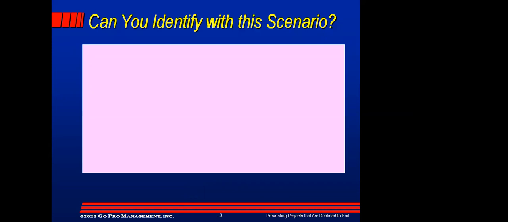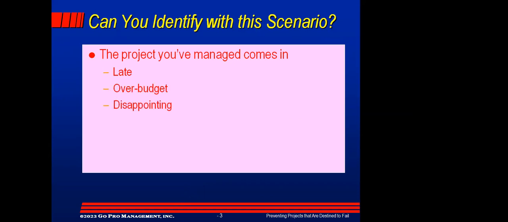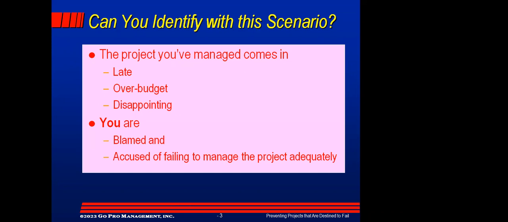Now, let's see if any of you can identify with this scenario. You're managing a project and it comes in late, over budget, and disappointing. Now, I'm sure that's never happened to any of you, but it sure has happened to me and everybody I've ever met who's managed a project. And what also happens is you get blamed and accused of failing to manage the project adequately. And then what do they do? They bounce you off of it and put somebody else on, and that poor schnook gets the same results 6 months later or whatever. So what's happened to my animation here? All of a sudden, I'm not progressing.